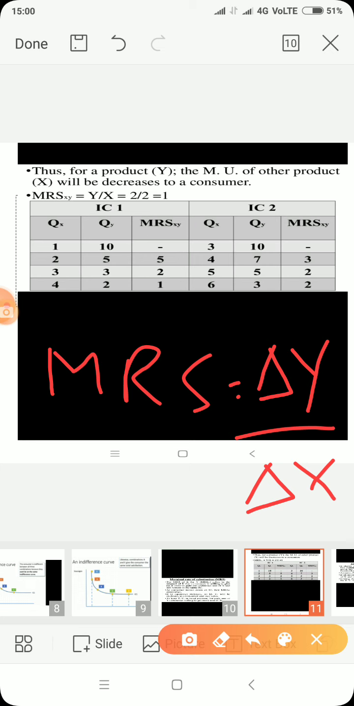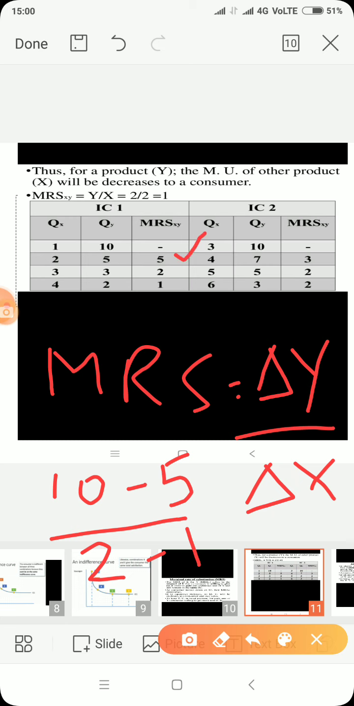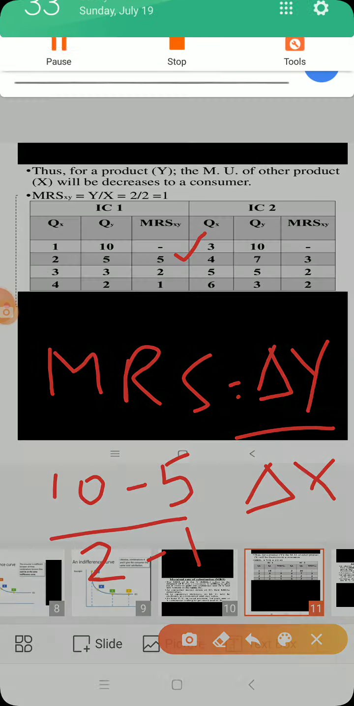For example, for the first combination we can't calculate because we don't have the previous data. How to calculate for the second combination? It's 10 minus 5, that is change in Y, over change in X, which means 2 minus 1. So when we calculate it, it comes out to be 5 divided by 1, which is equal to 5. So we are able to calculate the MRS, the marginal rate of substitution. A consumer has an indifferent approach towards different products. So we have calculated the MRS in this way.